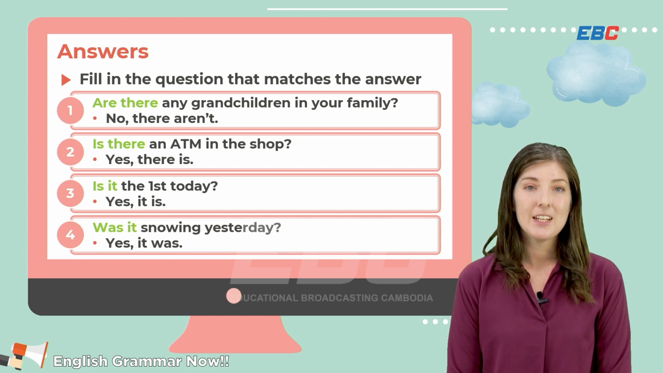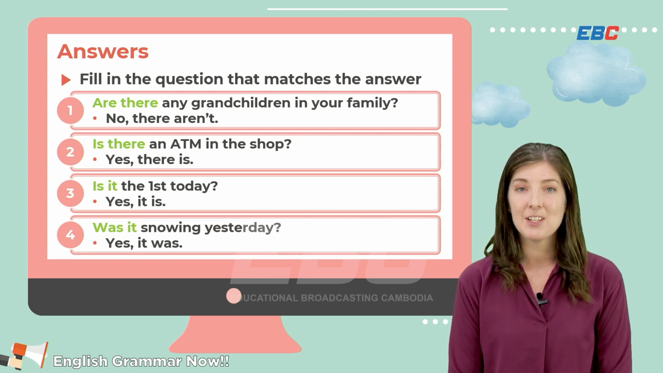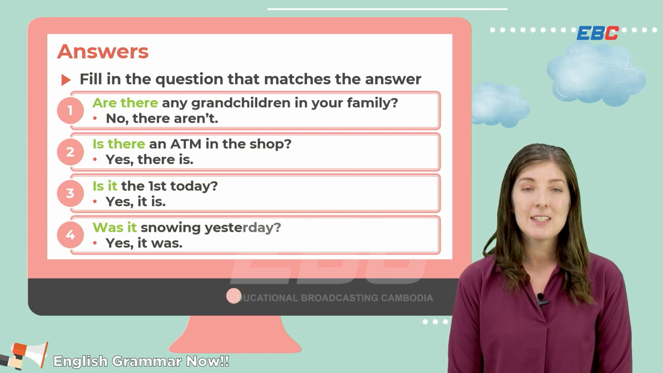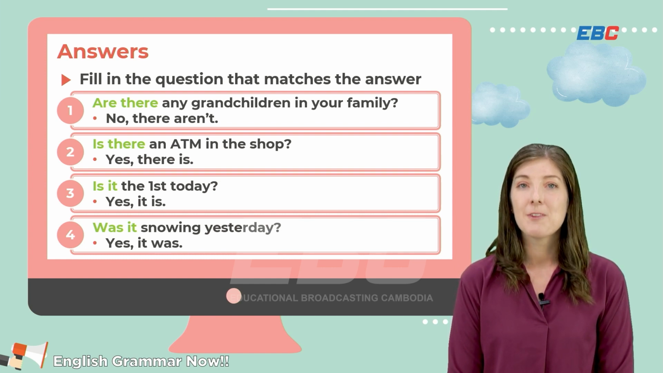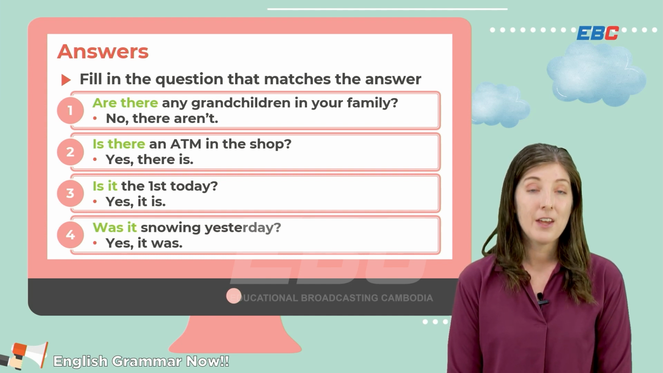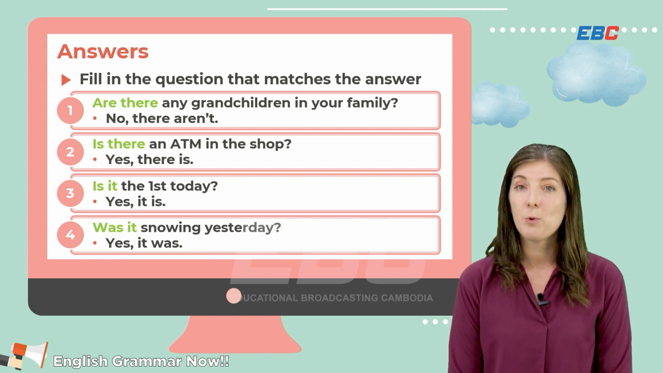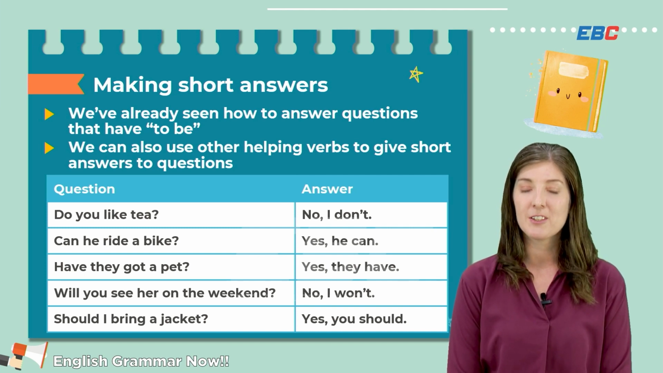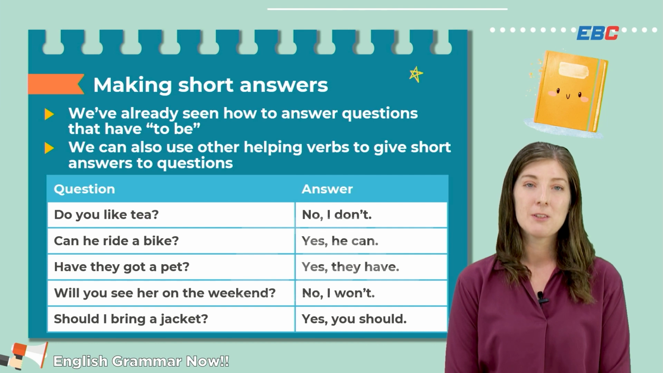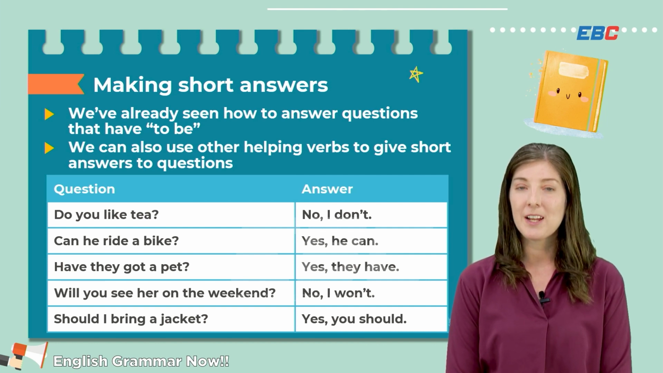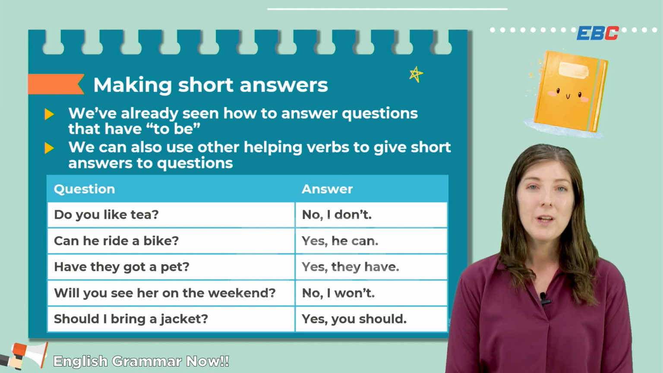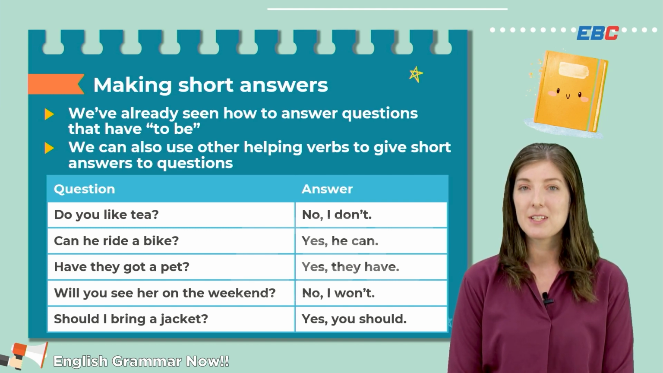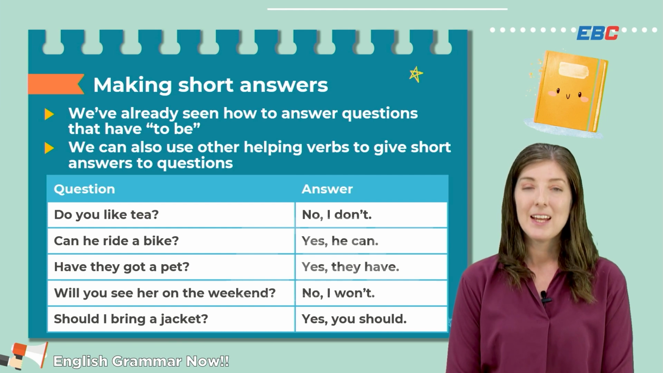You can see that in each of these pairs of questions and answers, the to be verb is in the same form. We also have the same pronoun, either there or it, in both the question and the answer. Let's take a look at answering different kinds of questions using short answers. We've already seen how to use the verb to be to make a short answer to a question, but we can also use different helping verbs to make other short answers. It all depends on what question we're asking.